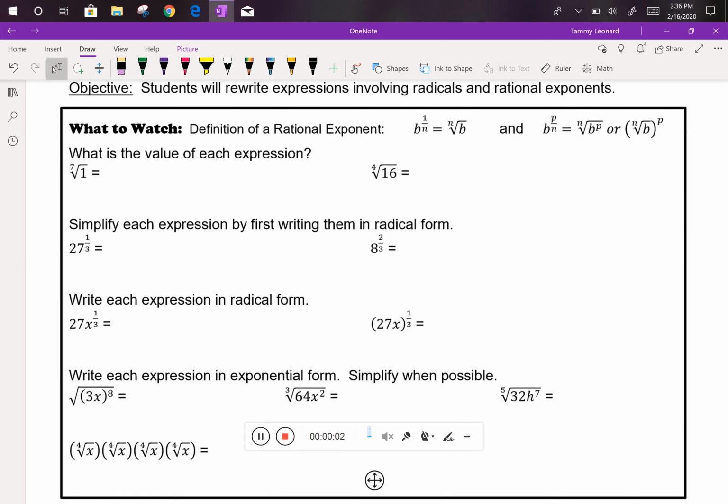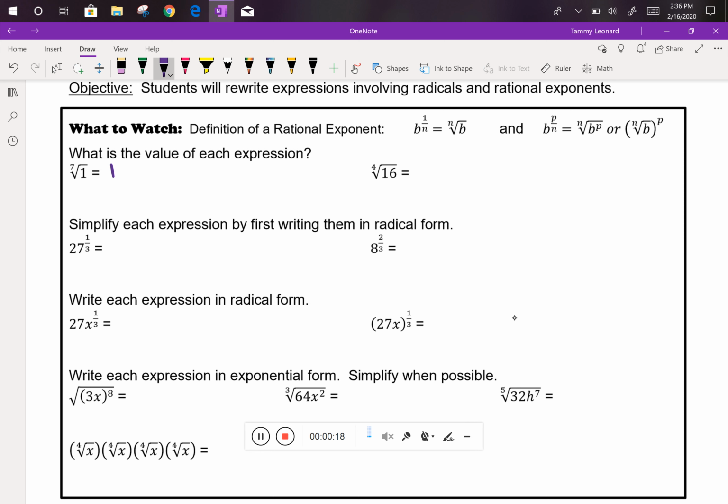In the very first pair of problems, we're asked what is the value of each expression. We've got the 7th root of 1. Well, that means what number times itself 7 times will give us 1? Well, that would be 1, because 1 times itself as many times as you want always equals 1.